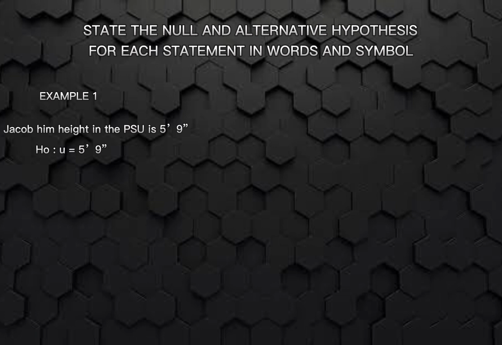So guys, ito na yung sagot natin. The null hypothesis: population parameter equals 5'9". So guys, yung ating alternative ay magiging contradict siya sa ating null. So ang equal ay magiging not equal. So guys, ang sagot natin ito. The alternative: population parameter is not equal to 5'9". So, naging contradict siya sa ating null hypothesis. Ang equal sign ng null ay magiging is not equal.